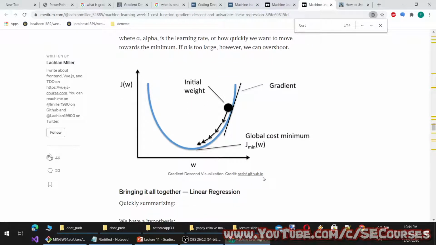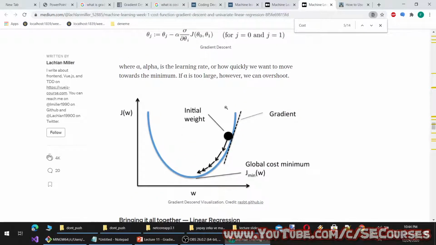So let's try to understand the gradient descent visualization. We have an initial weight, and from here we take steps to find the global cost minimum, and it happens here. So what does the gradient function do for us? Based on the gradient, we can calculate the gradient like this. We take steps to lower our cost.